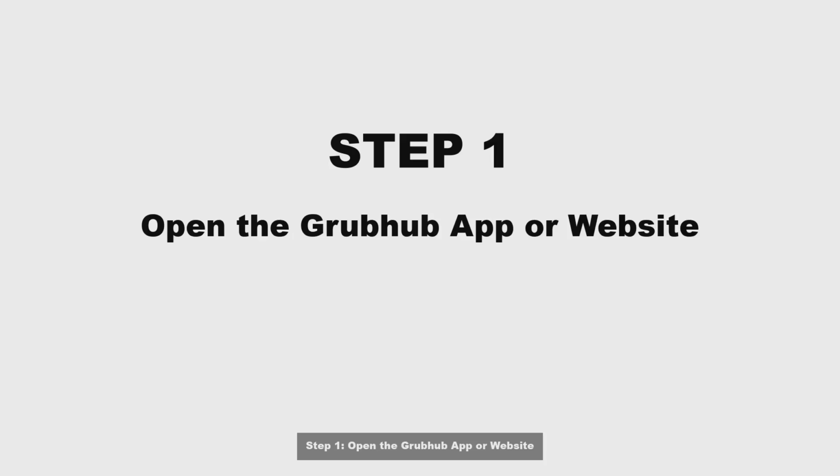If you encounter suspicious activity while using Grubhub, it's important to report it quickly to ensure your safety and the integrity of the platform. Follow these steps to report any concerns effectively. Step 1. Open the Grubhub app or website. Access the Grubhub app on your mobile device or visit the Grubhub website on your computer. Make sure you are logged into your account.